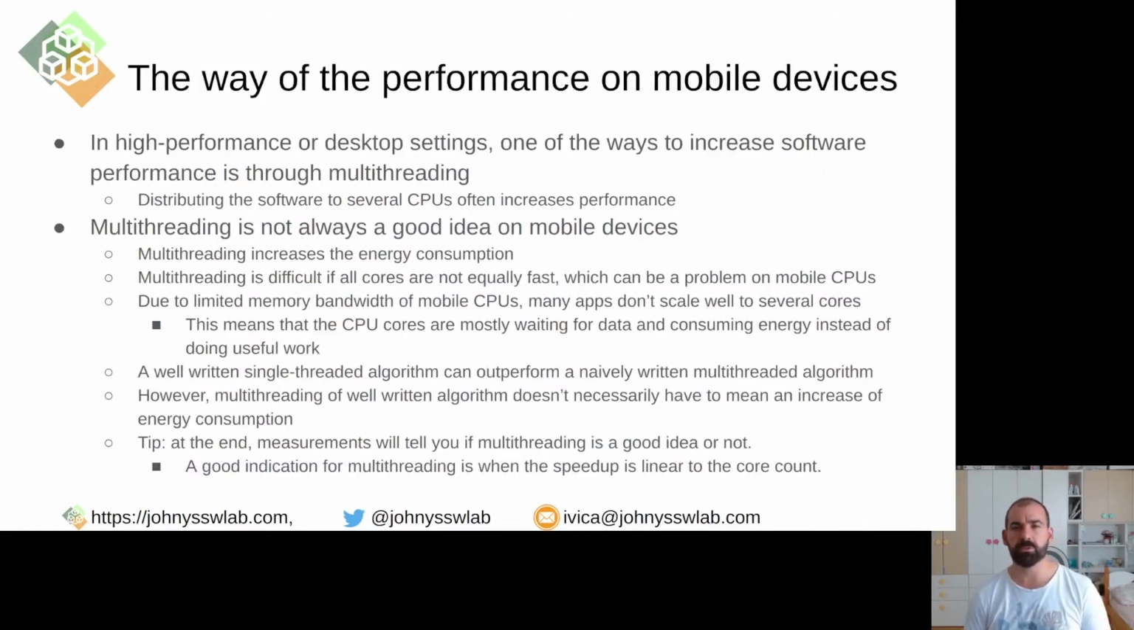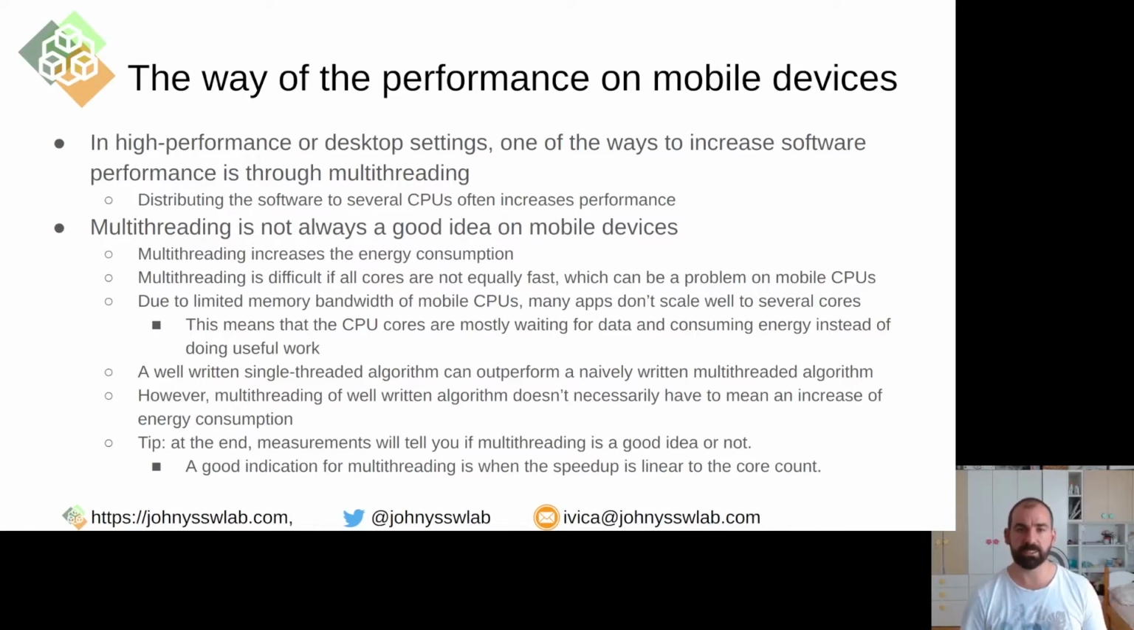So what is the role of performance on mobile devices? In high performance or desktop settings, one of the ways to increase software performance is through multithreading. Multithreading means that you distribute your work to several CPU cores. This often increases performance. However, on mobile devices, this is often not a good idea for several reasons. First, multithreading increases energy consumption. Each CPU core that is running consumes energy.